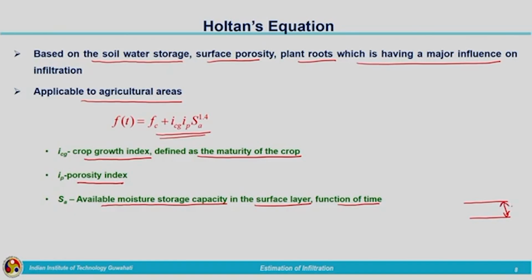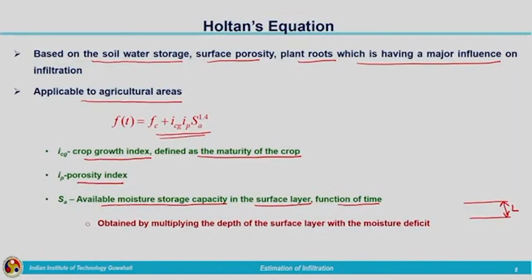Within that, if the upper layer thickness is considered as L, that much depth of soil will have some available moisture storage capacity. This SA is calculated based on the upper soil layer. How much available soil moisture storage capacity is there within that plowing layer or the surface layer will be calculated, and that will be a function of time. It can be obtained by multiplying the depth of the surface layer with the moisture deficit.